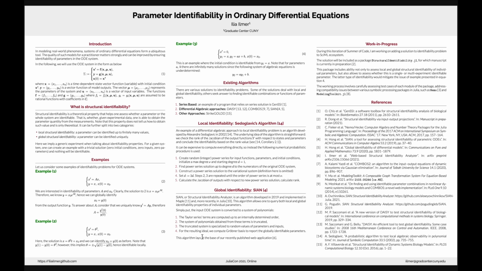Now, the global identifiability problem is solved using a structural identifiability analyzer, which is available for Maple and Julia and was recently posted by us on Maple Cloud and is going to be brought to the SciML community. The algorithm converts the input ODE into a system of polynomials and then finds a Gröbner basis of that system, which, by looking at solutions for parameters from the Gröbner basis, we can answer whether a parameter is globally identifiable.